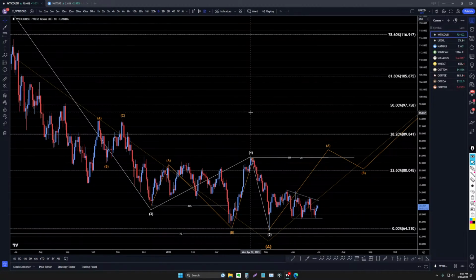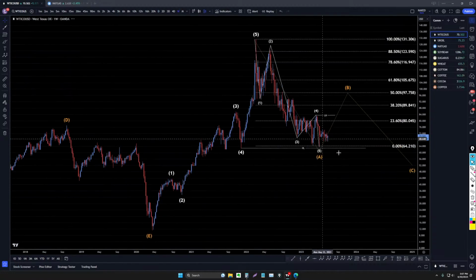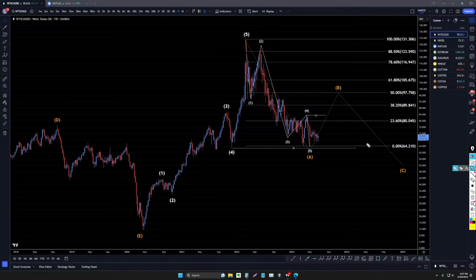I think that oil would at least go up and touch the top of this triangle, and I think it very easily could finally break out. On the weekly time frame, it really looks like it's going up. It looks like a 1, 2, 3, 4, 5 of A, B, C of B. So that's looking pretty good, definitely.